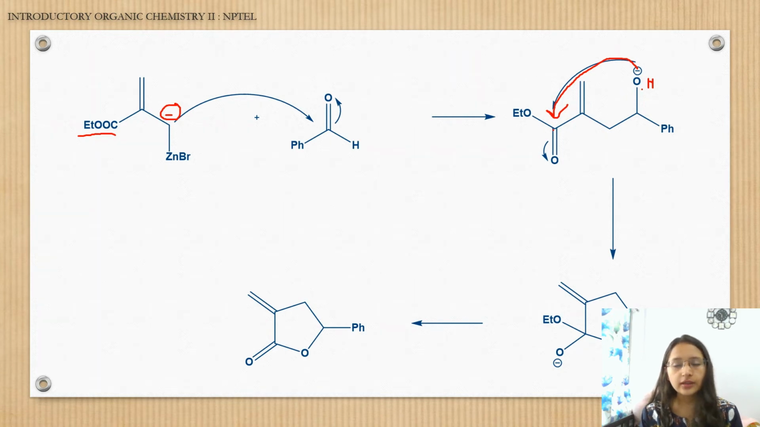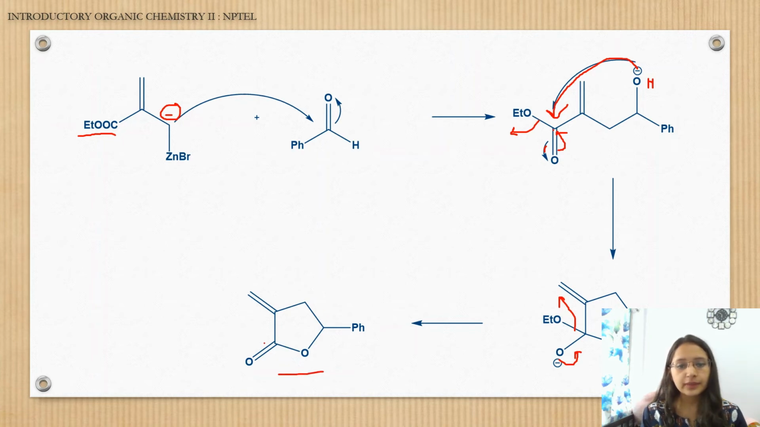Okay, but now here you have the COOEt, and you know that OEt, this ethoxide, is a very good leaving group. So this oxyanion will attack on this carbonyl carbon, and it goes up. When it comes down, it will leave this OEt. This OEt is knocked out like this, giving you a five membered species. So this is a lactone which is forming here.